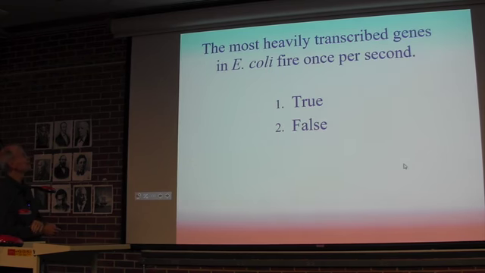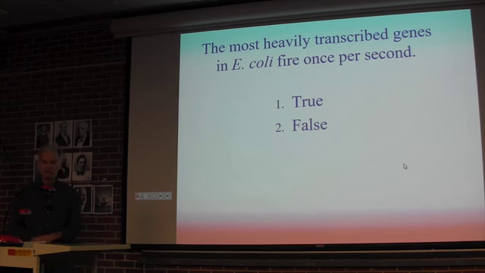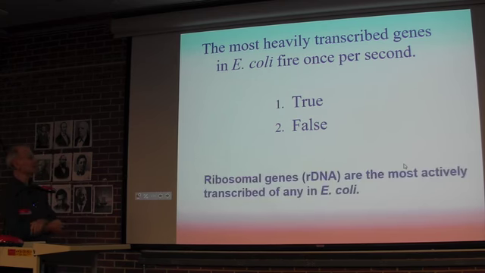Oh, I just hate trick questions. Most heavily transcribed genes in E. coli fire once per second. Once a second seems kind of slow, but we all know it's the ribosomal cistrons. True.